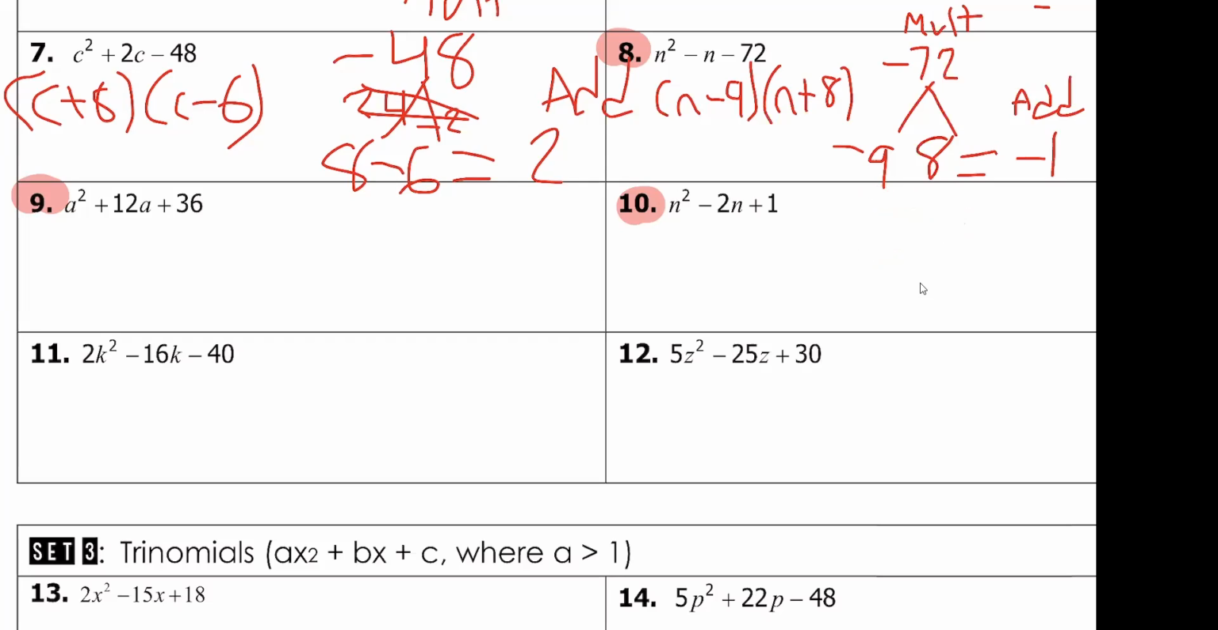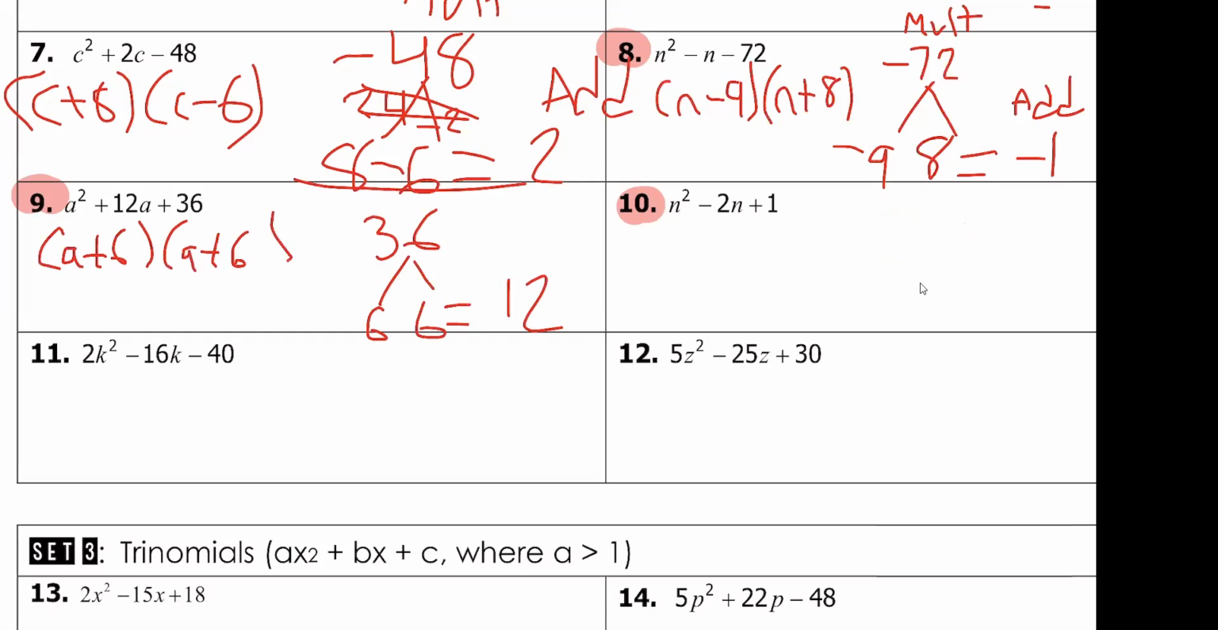So for 9, what would multiply to 36 and add up to 12? Maybe you notice this one, 6 and 6, or it's actually one of those perfect square trinomials like when we were completing the square. So this would be n plus 6, n plus 6, or you could write that as n plus 6 squared.